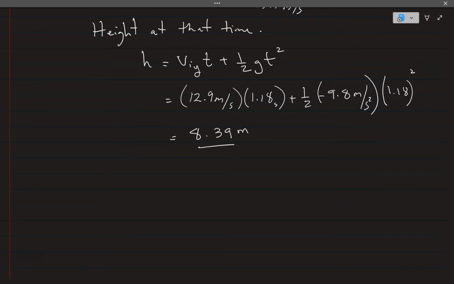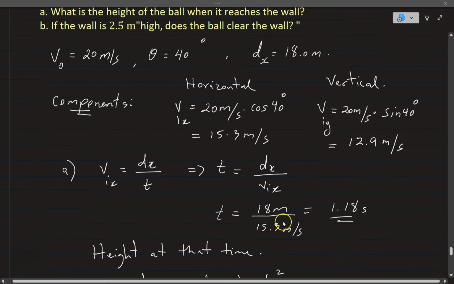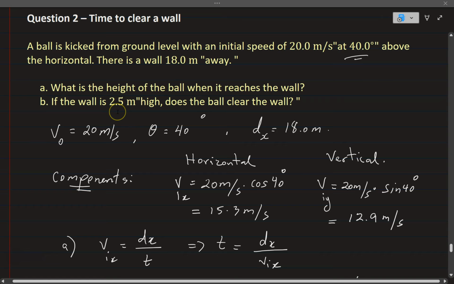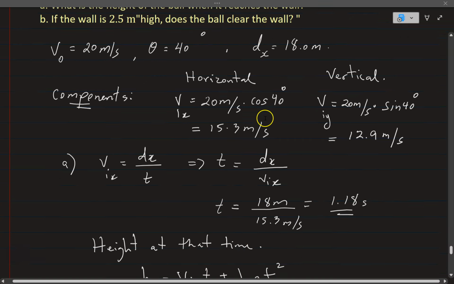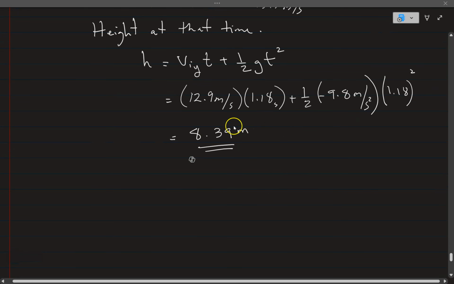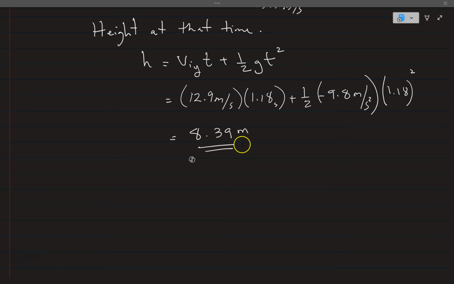we'll end up getting 8.39 meters. But the wall itself, it says, is 2.5 meters. So that's part B right here. It says, does the ball clear the wall? Sure it does, because the height of the projectile going across by the time it reaches the wall is 8.39 meters.